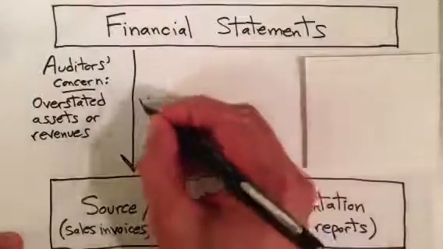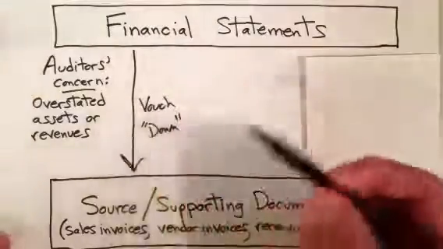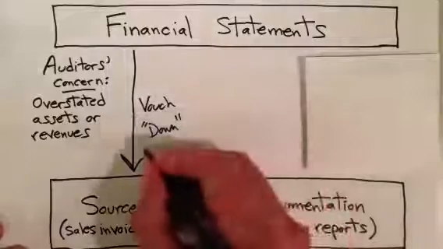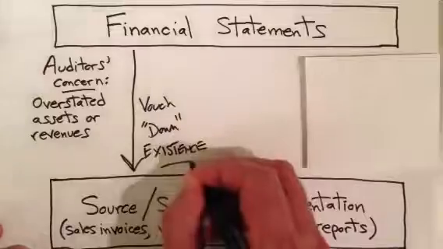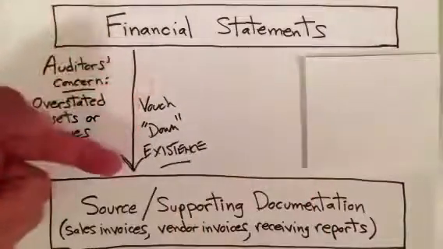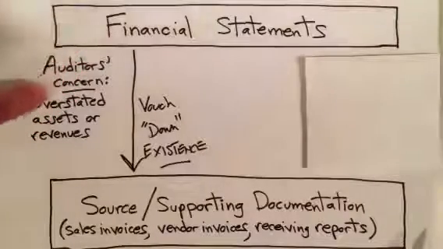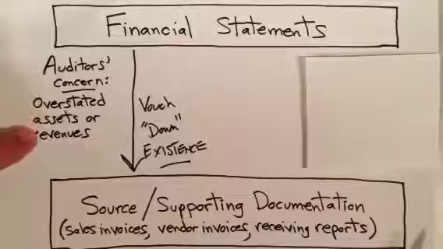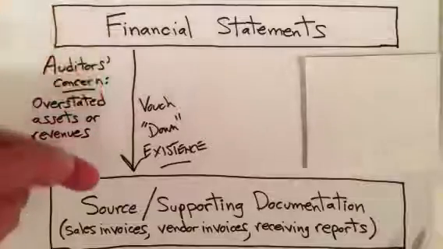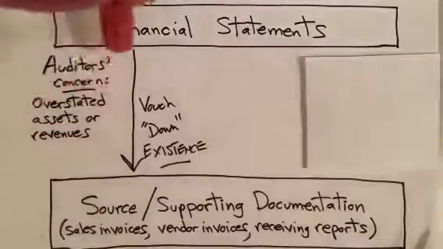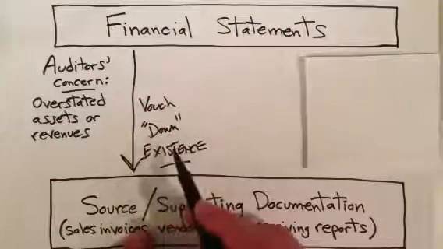What we are doing when we vouch down is we are testing for what is called existence. We're testing for existence because we're concerned that maybe some of the balances in the financials have overstated the numbers in the assets and the revenues, and we want to make sure that those values can be supported down here in the supporting documentation. So we will vouch down and check for the existence of those values in the source or supporting documentation.